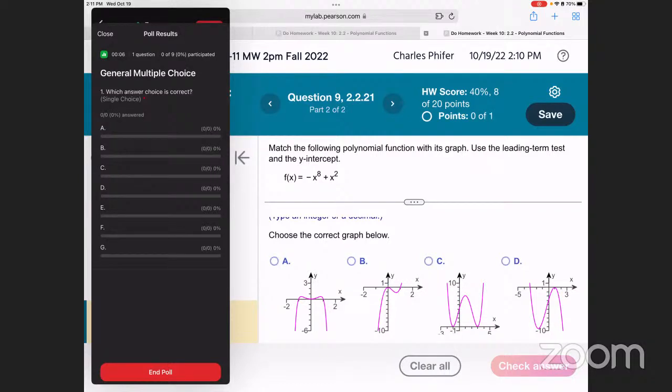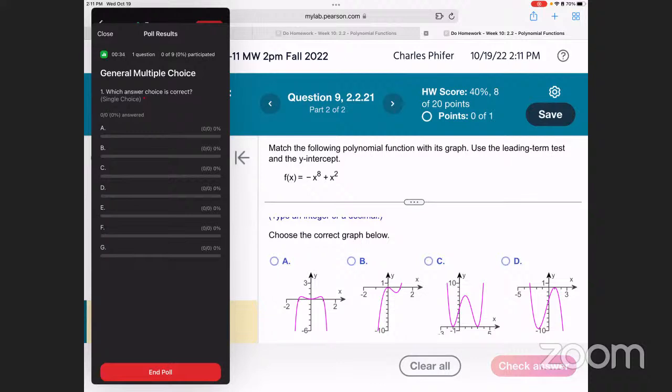Now, when trying to identify the correct graph based on the leading term test, the leading term in this case is a negative x to the power of 8, right? So then if we look at the leading coefficient is -1, which is negative. So that means our graph should be going down to the right. So if our graph is going down to the right, that automatically knocks off B and C because those go up to the right. So it can't be B, it can't be C.